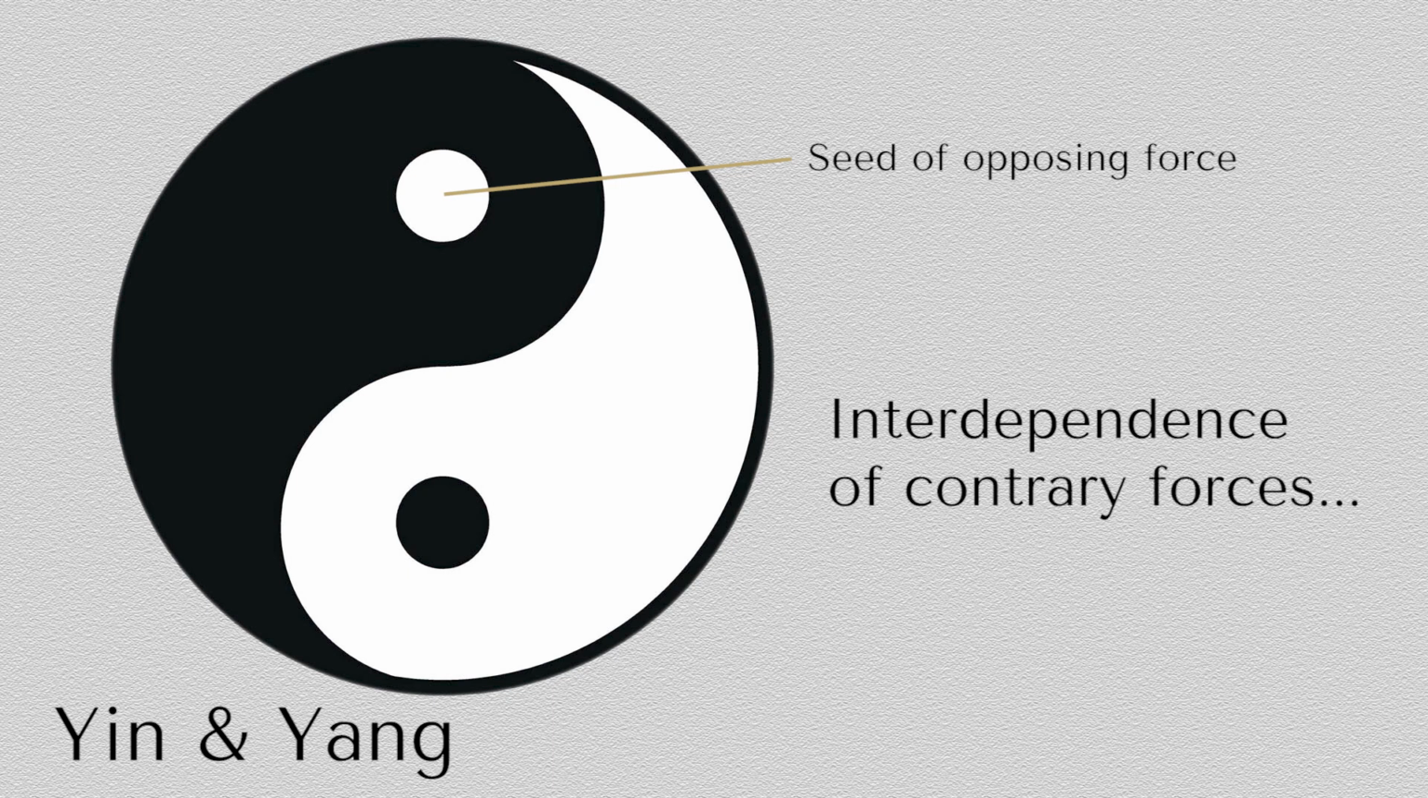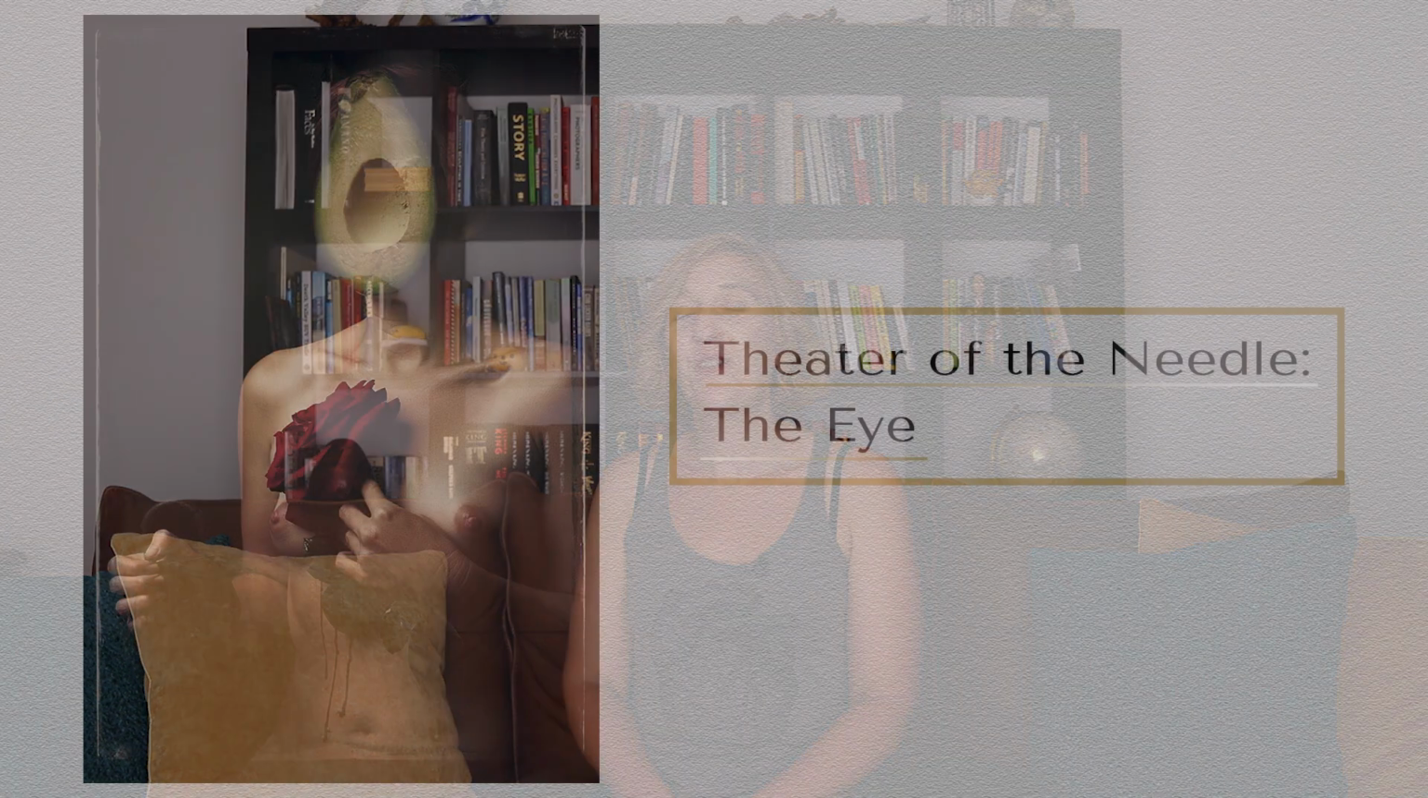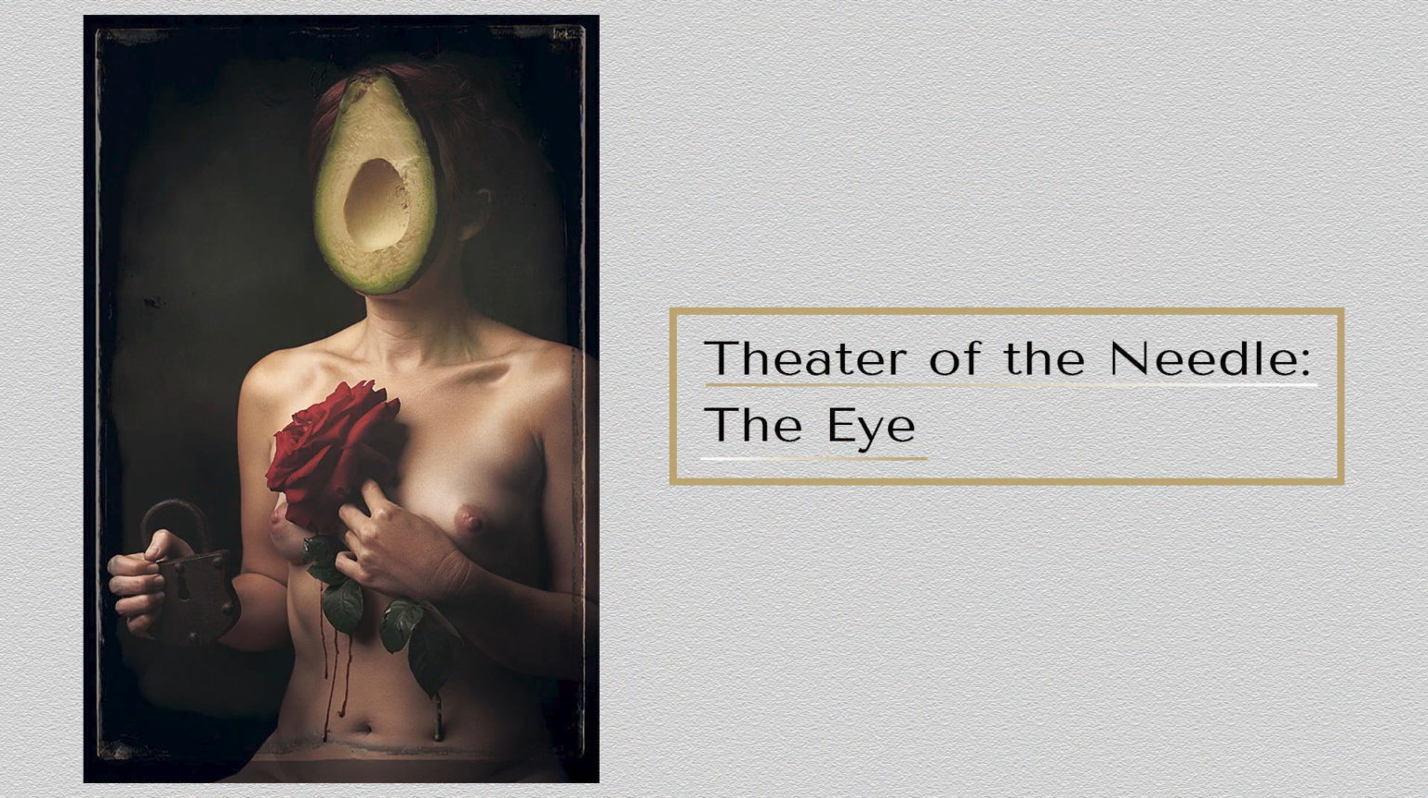I would also like to point out that traditionally, the yin or dark half is considered to be the female half, and the yang or light half is the male half. So you can see that this dualism between male and female exists in both the yin and yang as well as our needle symbolism. Now let's go ahead and discuss our eye image.